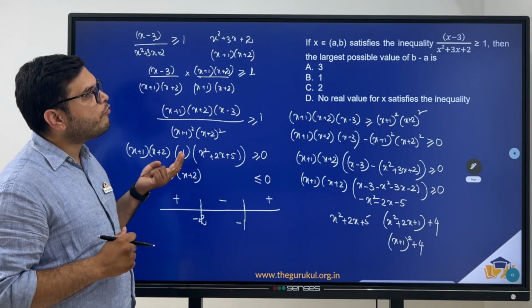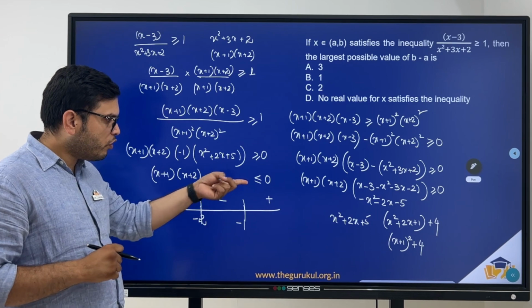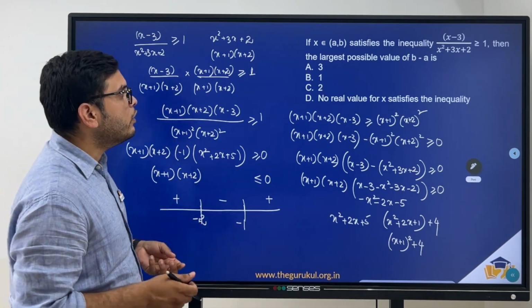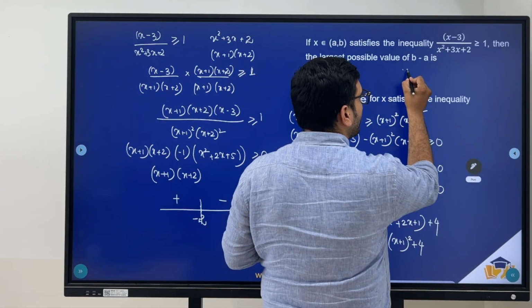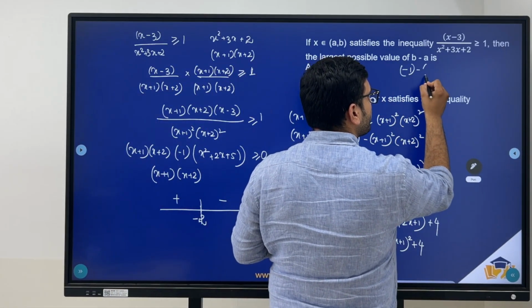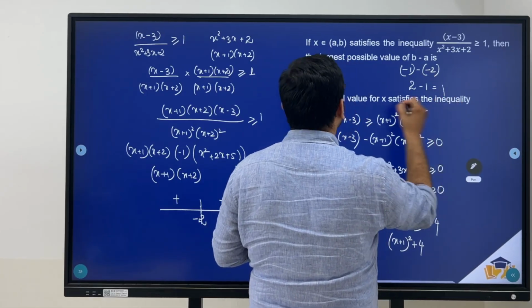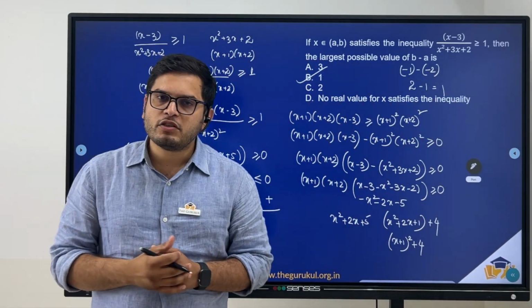What can be the values of a and b? Minus 1 and minus 2, because we have less than or equal to 0, so this can be 0 as well. So let me consider the value of b as minus 1 and a as minus 2. So minus 1 minus of minus 2, which is 2 minus 1, 1. Option B should be the answer to this question.